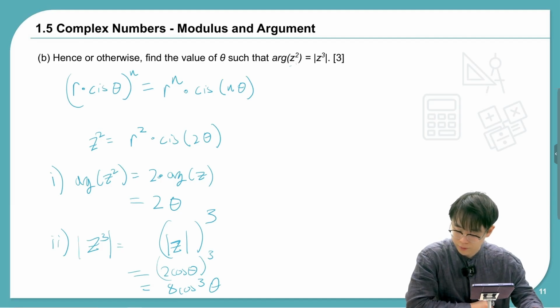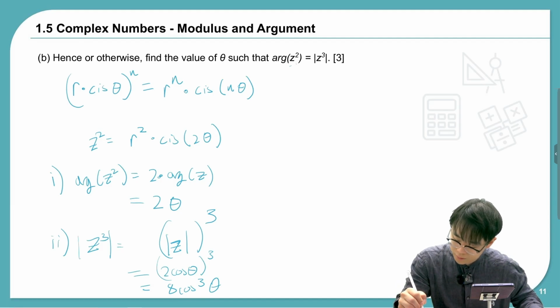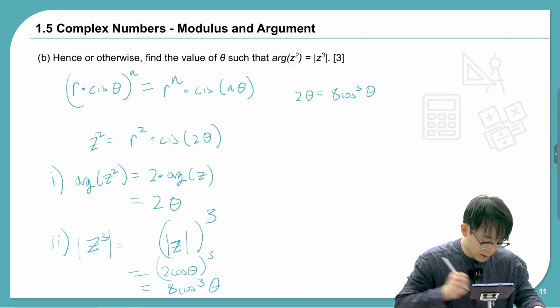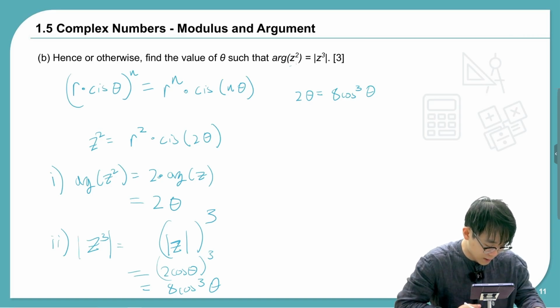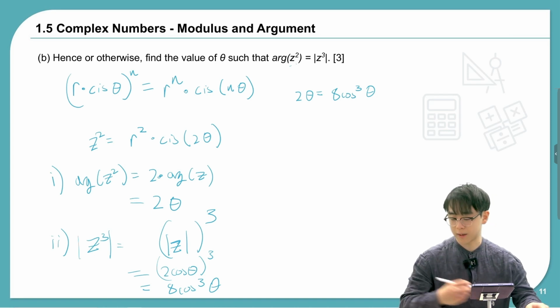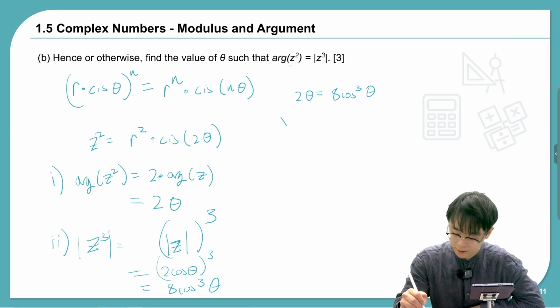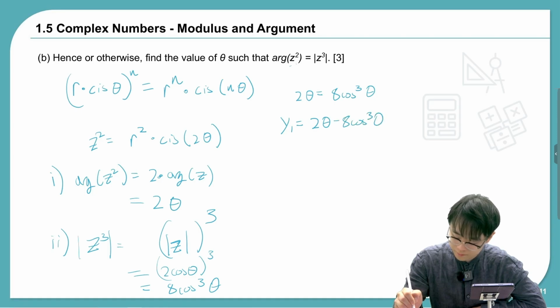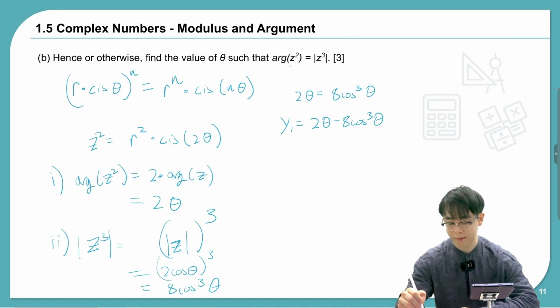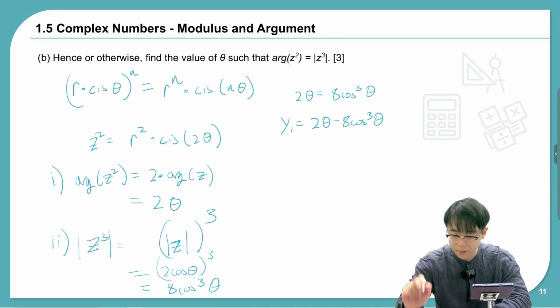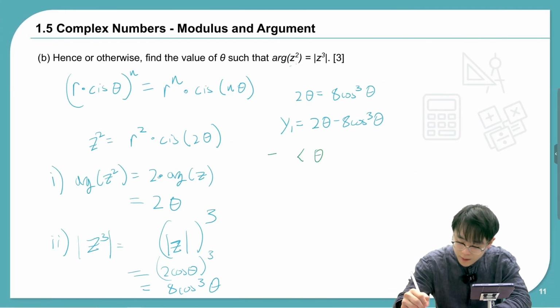So what we want to do is solve for when 2 theta is equal to 8 cosine cubed theta. And since we have our calculators ready, we could just solve for that. When is 2 theta equal to 8 cosine cubed theta? You could go to your calculator, plot y equals 2 theta minus 8 cosine cubed theta, and find all the values of theta that make sense when this is 0. But we do need to take note that theta is between negative pi over 2 and pi over 2. So we just need to keep that in mind.